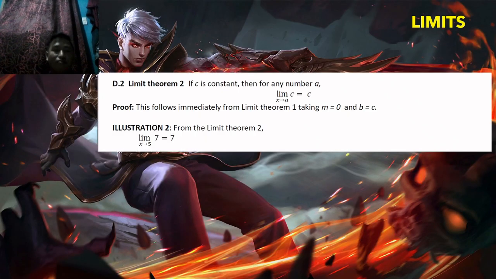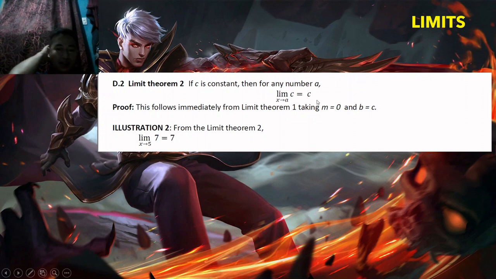Limit theorem 2. If c is a constant, then for any number a, the limit of c as x approaches a is equal to c. Proof: this follows immediately from limit theorem 1, taking m equals 0 and b equals c. Since the term is mx, if m is 0, it disappears, 0 times x is 0, and b is replaced by c, so c is what remains.